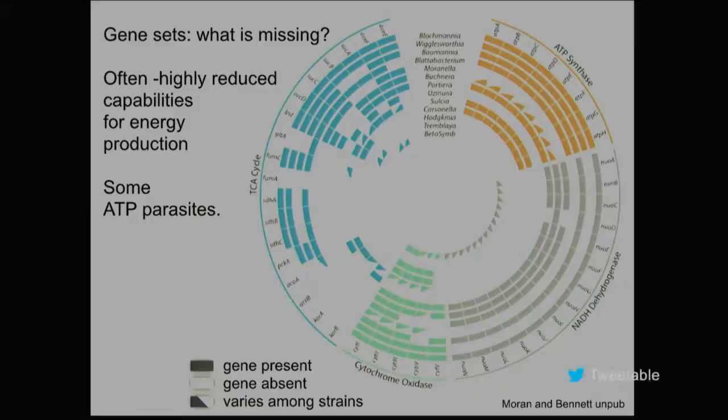Where you really see a lot of stuff missing is in the kind of energy metabolism. And here it seems like every organism, every one of these has a different solution to what they do. Some of them have more or less complete sort of energy capabilities. Some of them have lost NADH dehydrogenase. Some seem to be total ATP parasites.